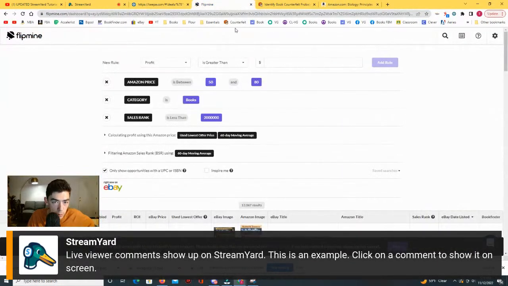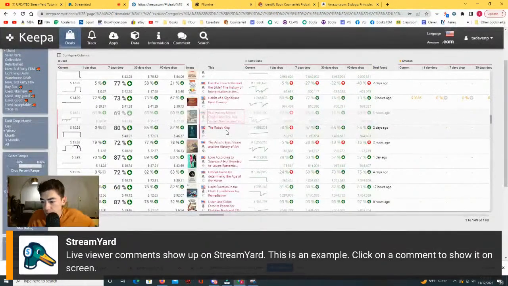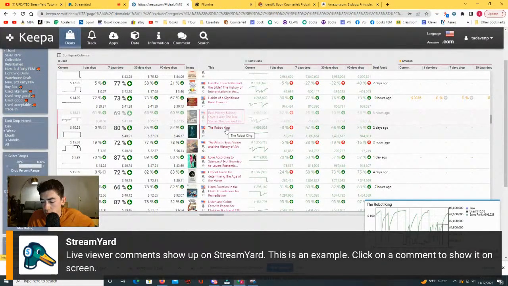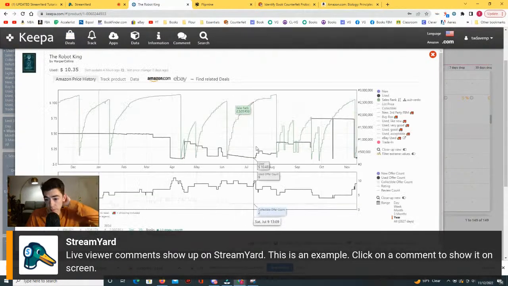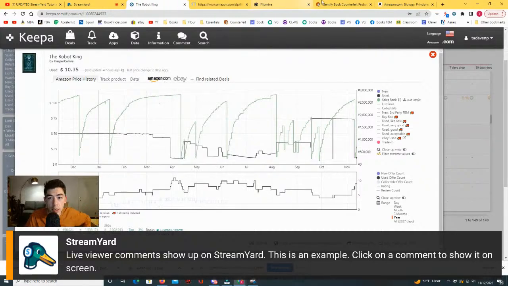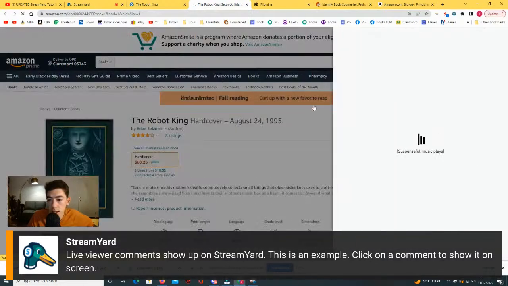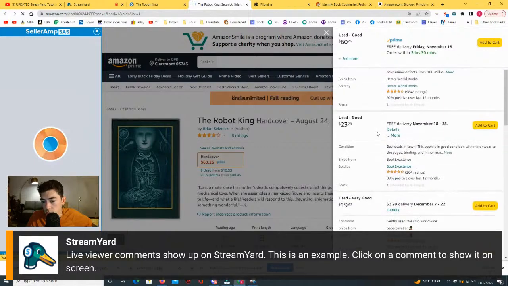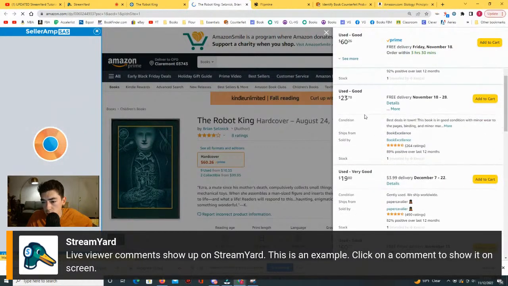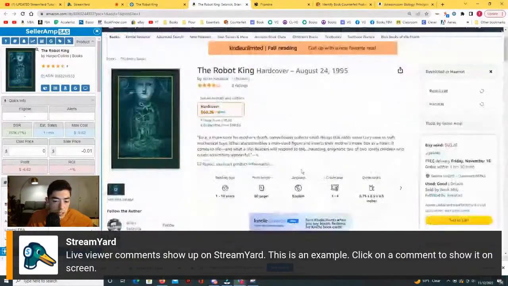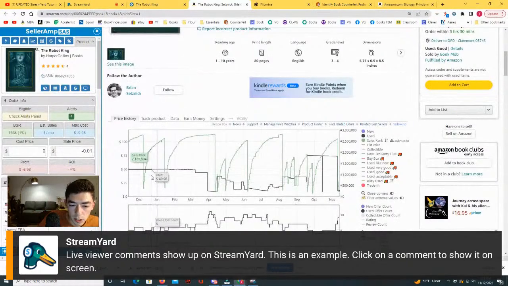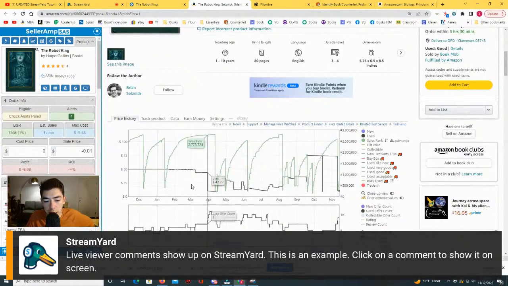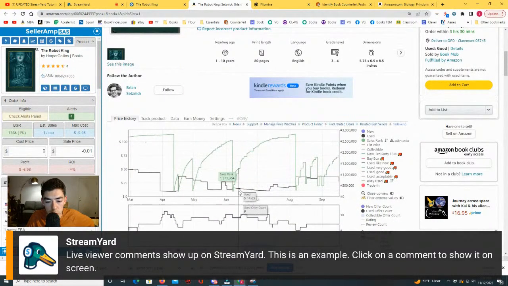Let me give you an example. So let's just look at this book here. Let's go to Amazon over here. So you can buy this book for $10 plus shipping. And it's actually $10 free shipping. And it looks like there's 2 copies at $10, then it goes to $23, then it goes up to $60. So this is a potential buy. I probably still want to buy this because of the historical data here where the price of the book's lower.